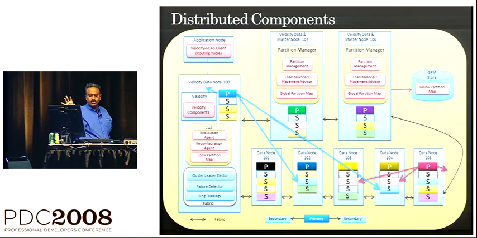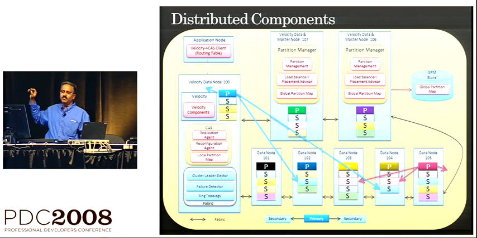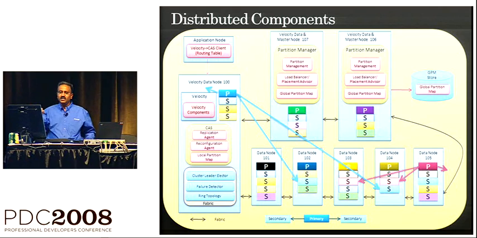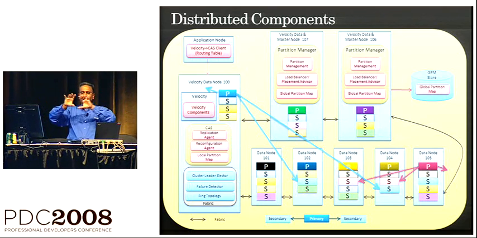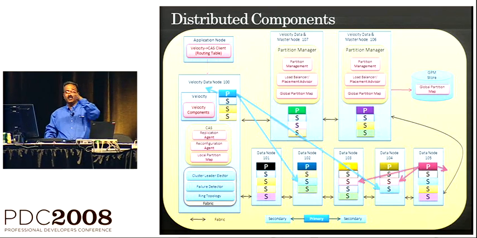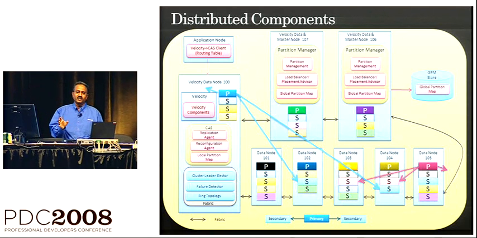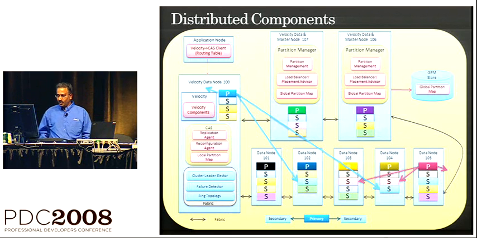The only reason that I showed the partition managers, and two of them, is that it is a way to replicate the partition manager so that if one fails, the other can take over. And I also showed a GPM external store, as another option, where I'm going to keep the partition map somewhere else. So if something fails, I can always get it from some persistent store. We actually allow you to put that in SQL, and you can read it from there. But otherwise, the components are very similar.